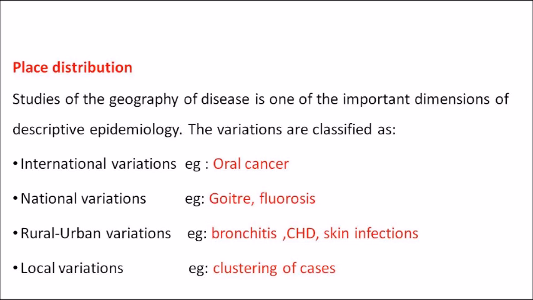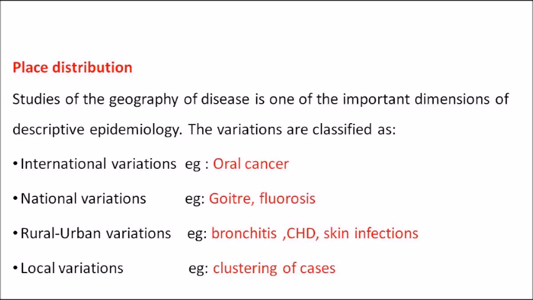In India and Bangladesh, the use and production of tobacco is very high, so the oral cancer incidence will definitely be higher. And we have national variations, for example goiter and fluorosis. It is not the same everywhere. Those regions through which the fluoride belt is passing have higher fluoride content in the water, so they will have fluorosis. Similarly, high altitude regions have increased prevalence of goiter. That is what national variations mean.